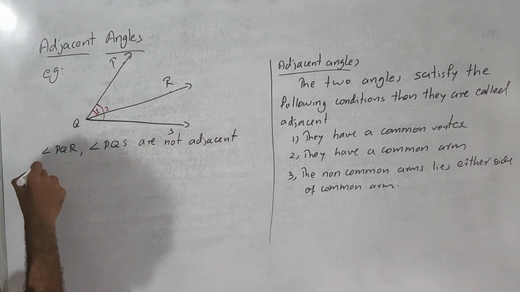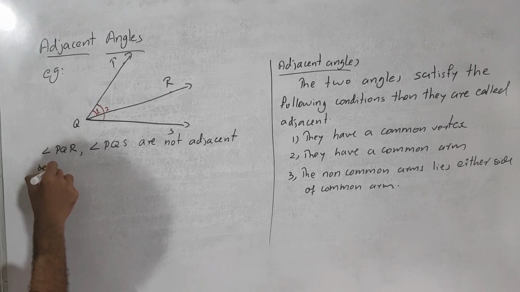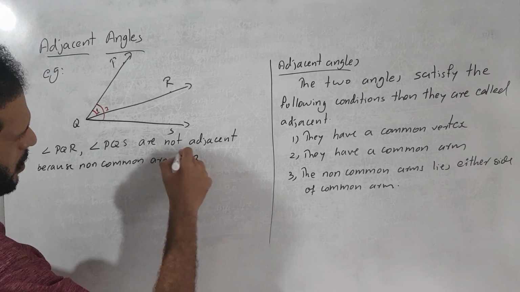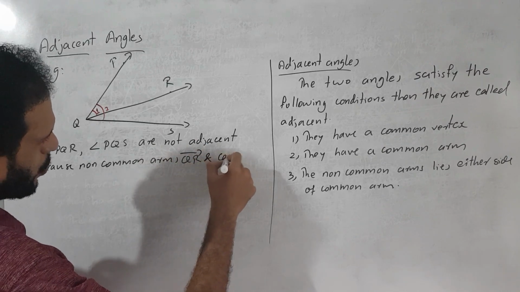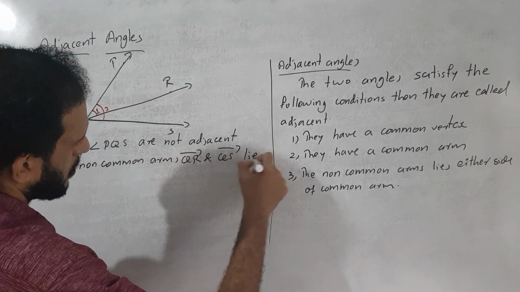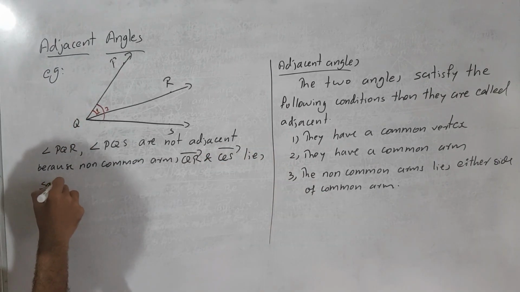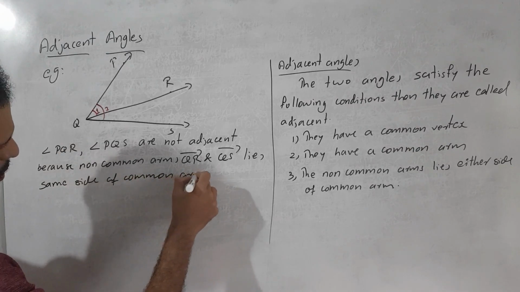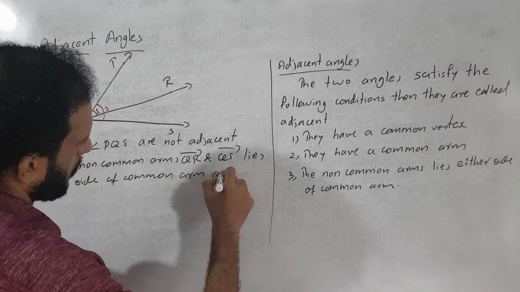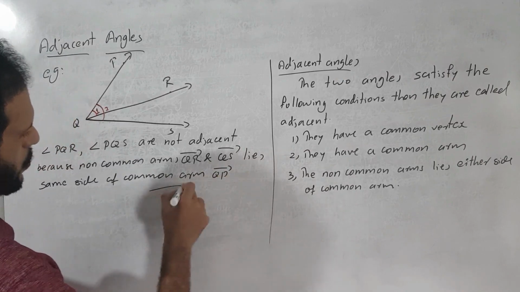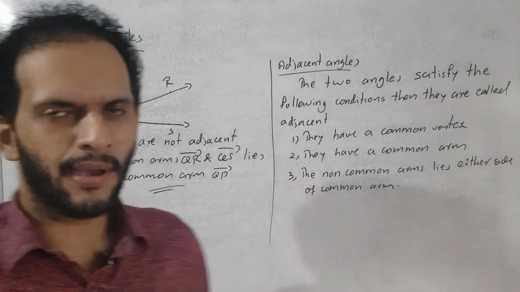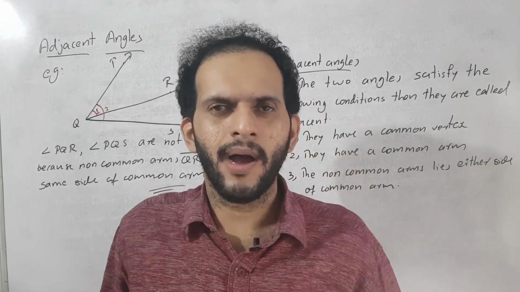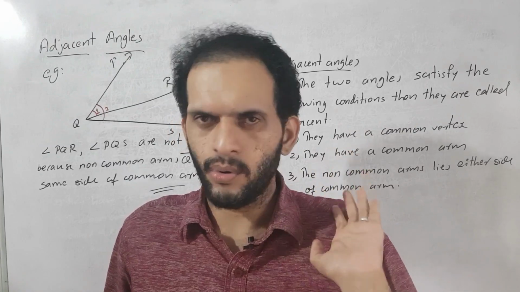Listen, because arms and QS lies side of common arm QP. Correct? So this one is not an adjacent angle. Okay, I think you got the idea about adjacent angles and how to verify the angles are adjacent or not.